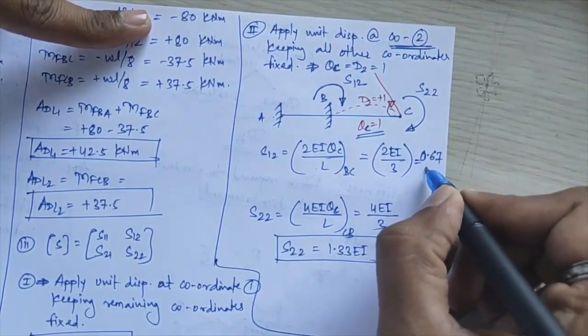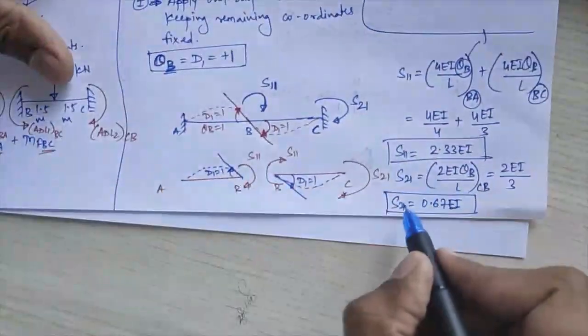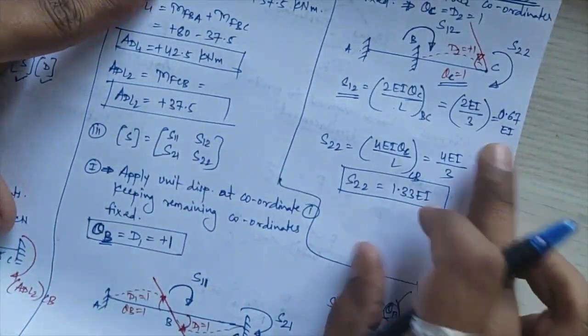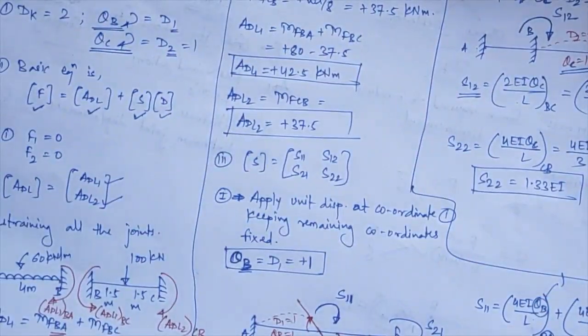That is 0.67 of EI. Now you see, this S12 value should match with your S21 value. Check, here you are getting 0.67, here also you are getting 0.67. Okay, your analysis here is going in the correct direction. So all the values I have got now. Now what I will do is substitute all these values in my basic equations.